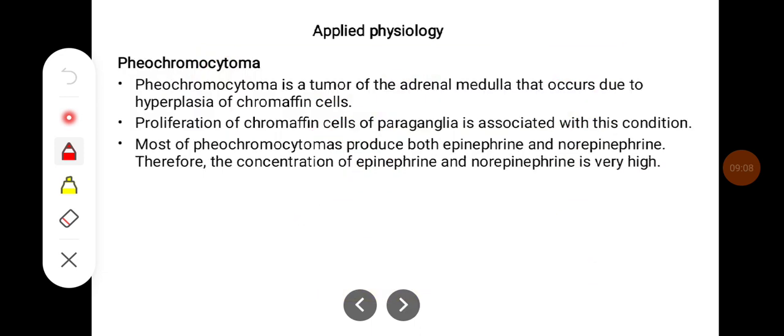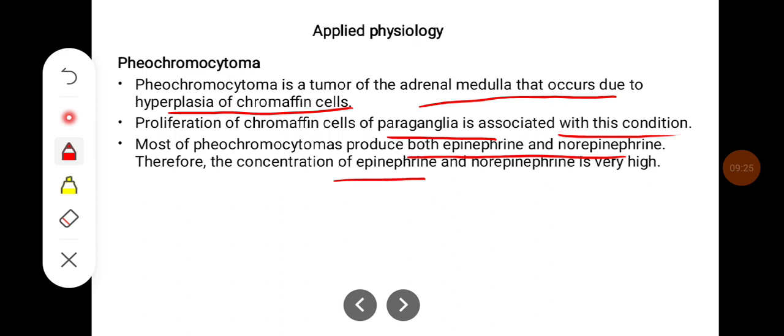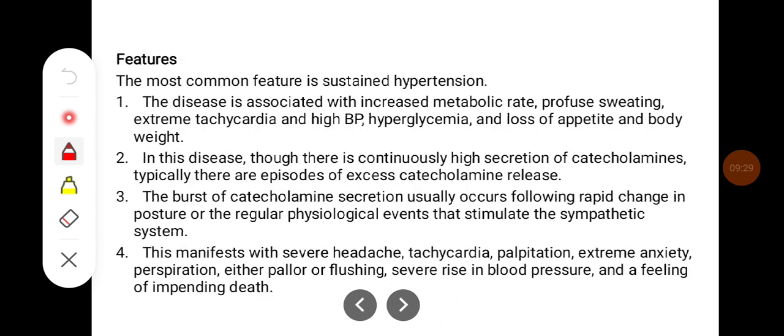Pheochromocytoma is a tumor of the adrenal medulla that occurs due to the hyperplasia of chromaffin cells. Proliferation of chromaffin cells of the paraganglion is associated with this condition. Most pheochromocytomas produce both epinephrine and norepinephrine. Therefore, the concentration of epinephrine and norepinephrine is very high. The most common feature is sustained hypertension.